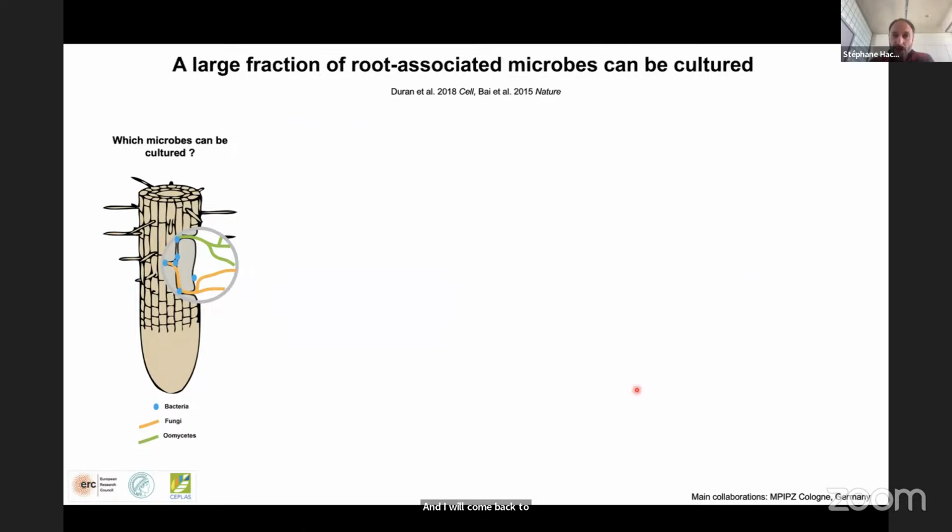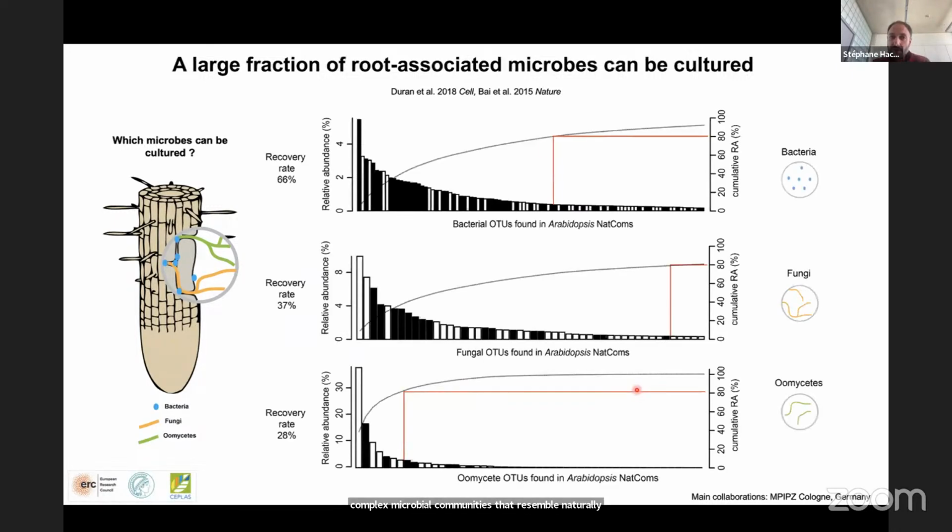The next question we ask is whether these microbes can be cultured and the extent to which we can reconstitute complex microbial communities that resemble naturally occurring root microbiomes. To make the long story short, my colleagues and I in my group spent a lot of time trying to isolate fungi, oomycetes, and bacteria from plant roots. And we could show that indeed a large fraction of these root-associated microbes can be cultured.